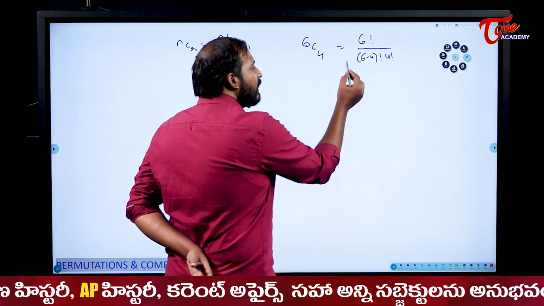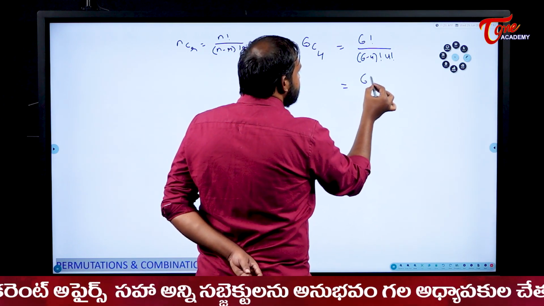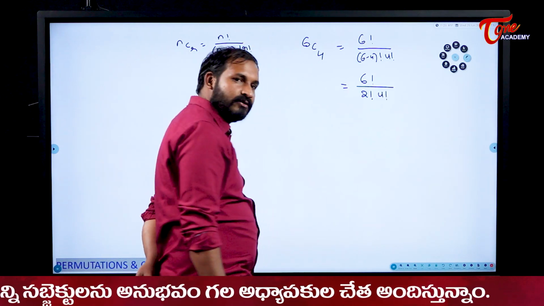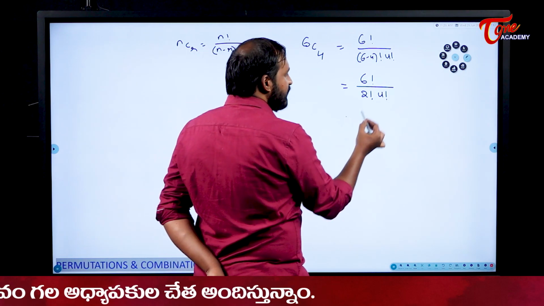Now what happens to this, students? Please observe this one. Can I write this as 6 factorial divided by 2 factorial into 4 factorial? Yes sir, you can do it. Right, we can do it. Now next it becomes what?